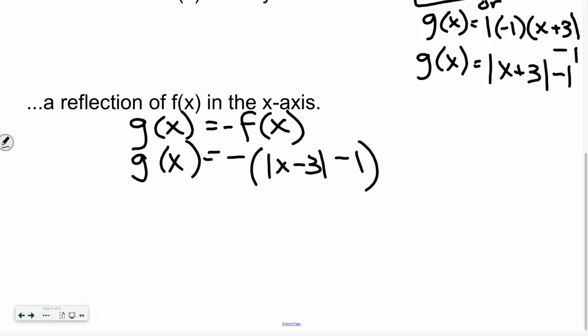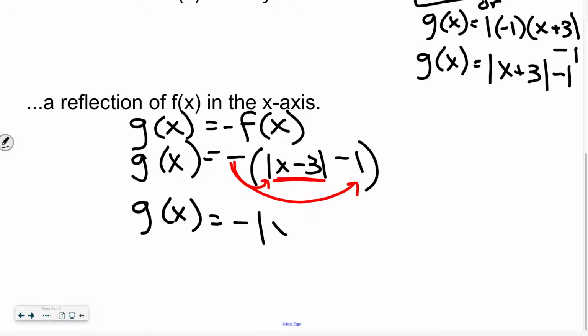Now, one thing to be careful of. This x minus 3, because this isn't like a set of parentheses, this is an absolute value, it's protected by absolute value. So when I distribute the negative, it's really just going in front of the absolute value. It's not going inside the absolute value because it's not parentheses. It just sits outside. But I could also distribute it to that minus 1, which is going to turn into a plus 1. Okay. So g of x equals, it will be negative absolute value of x minus 3 plus 1.